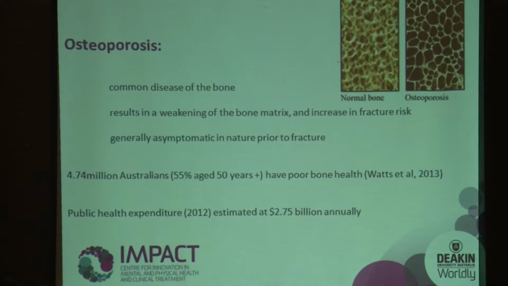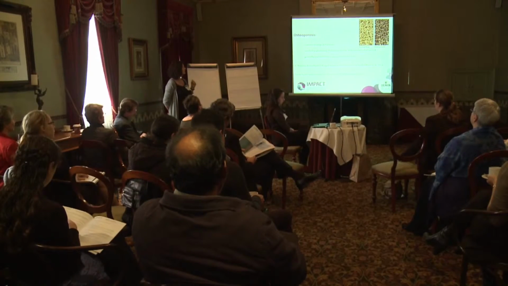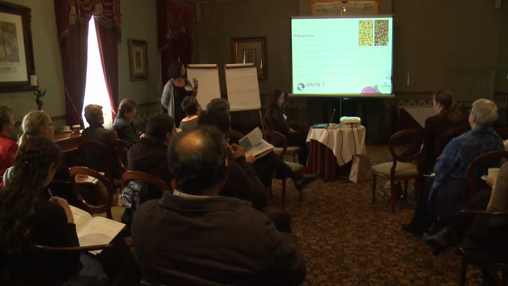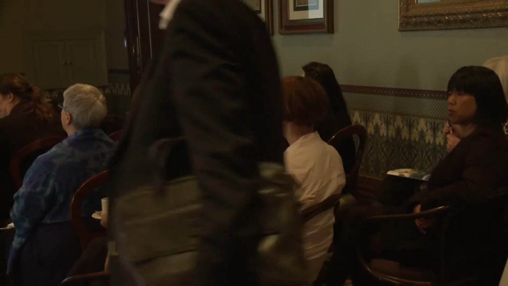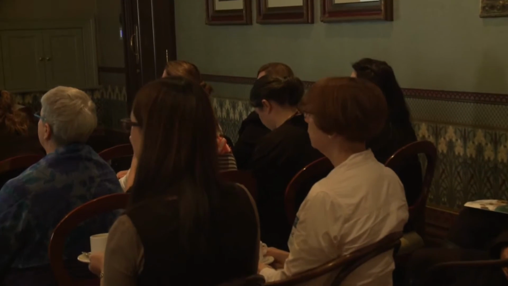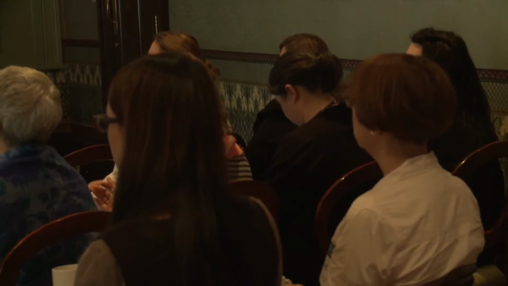The other disease, next slide please, is osteoporosis. This is also a musculoskeletal disease. It's a disease of the bone. It results in a weakening of the bone matrix. So on the top left there, you can see a normal bone, and then you can see the osteoporotic bone, which is very porous, with a degradation of that bone matrix. A lot of people have it aged 50 years and over, and the public health expenditure for this a couple of years ago was $2.75 billion annually. Again, big expenditure on the health system.